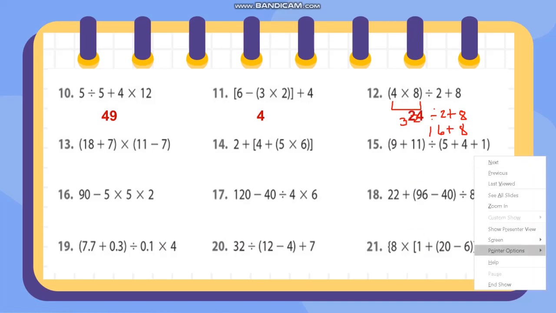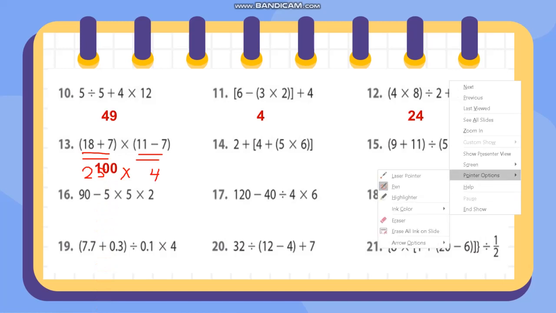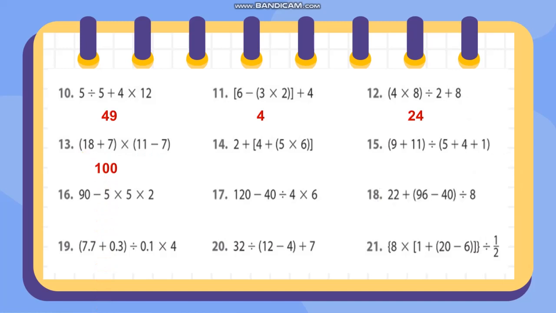Next, question number 13. 18 plus 7, so we need to add first before we subtract. So 18 plus 7 is 25, and 11 minus 7 is 4, and 25 multiplied by 4 is equivalent to 100.